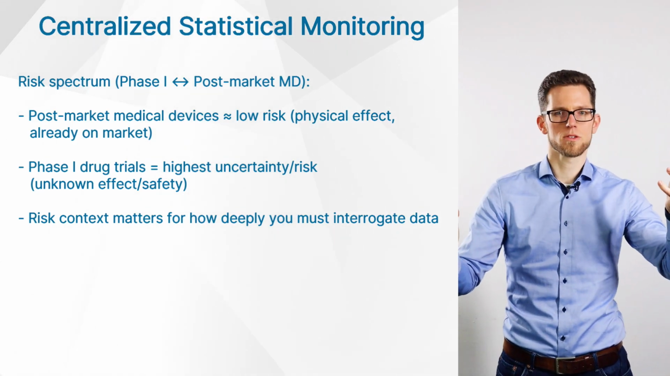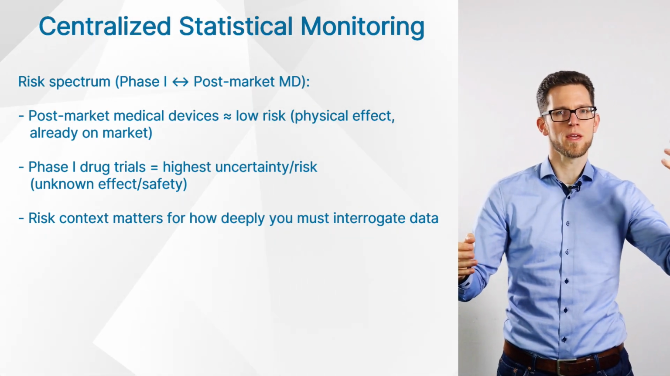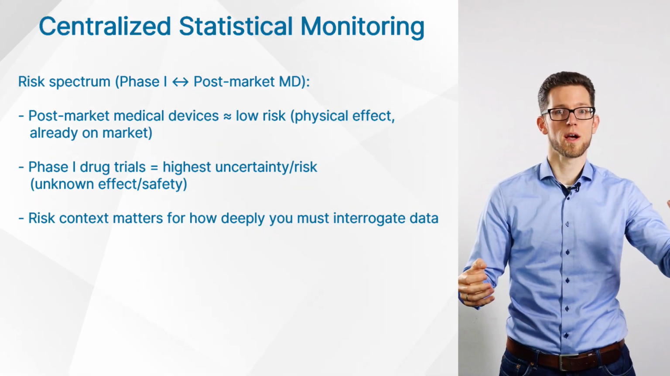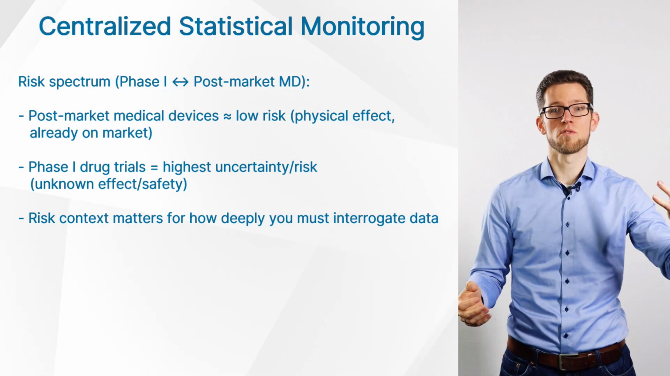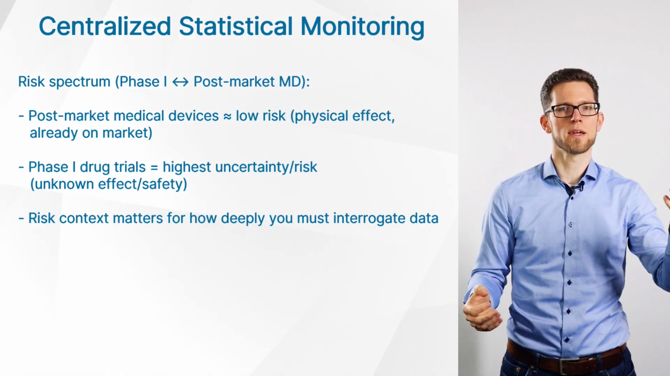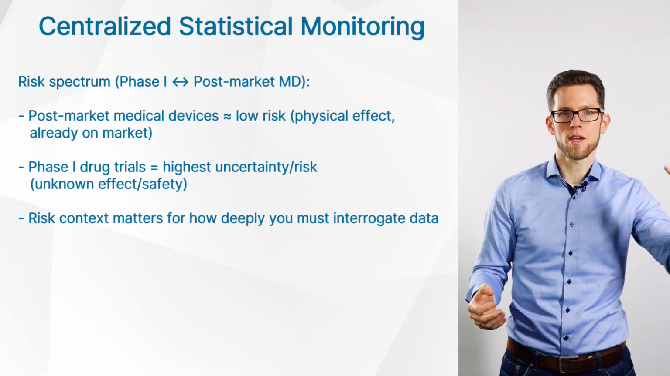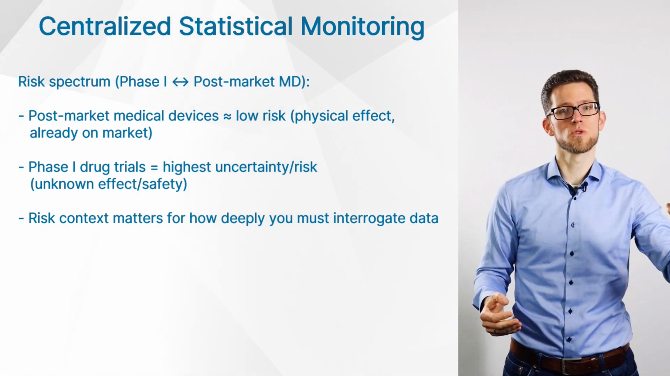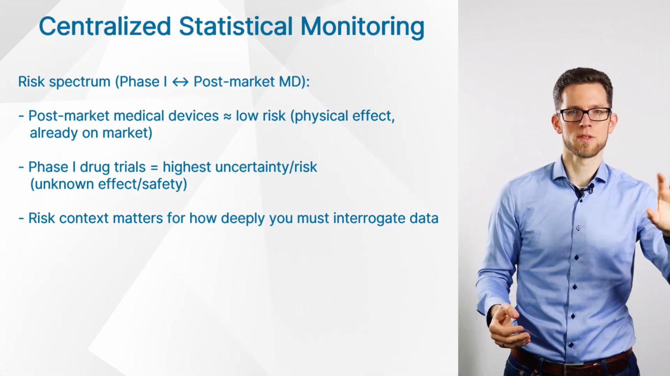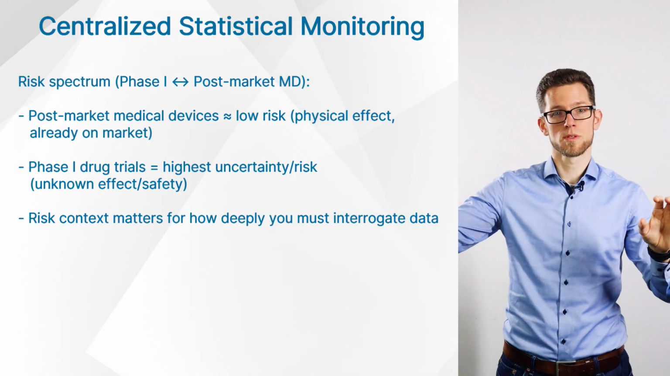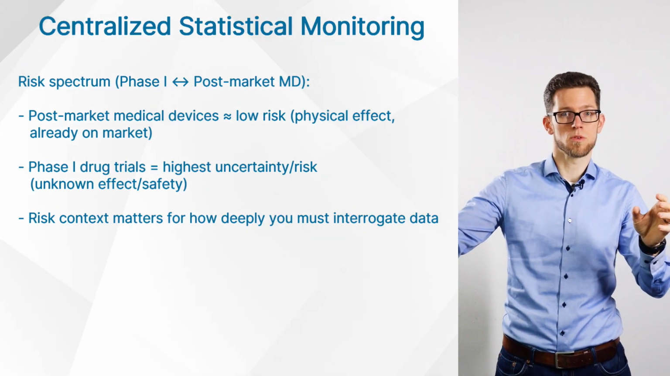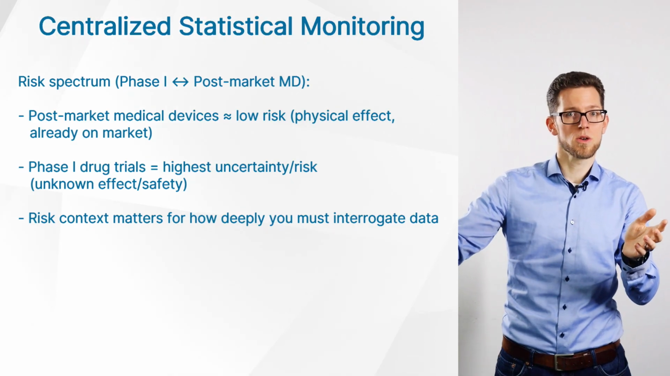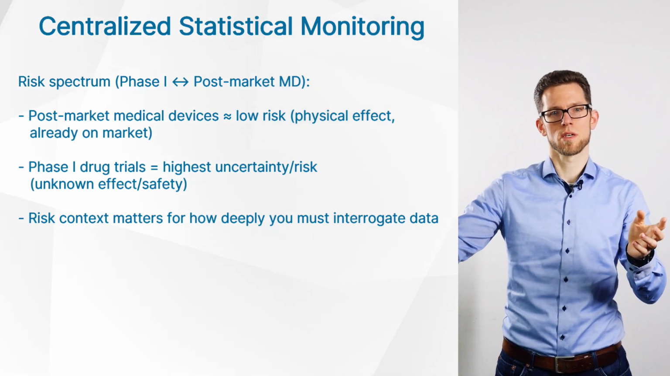In a phase 1 trial, you don't yet know what the effect of the medicinal product on the human will be, what's the safety profile. You have tons of data, and everything could be an indicator of some systemic effect on the patients that endangers their lives. So you need to be really sure, and you need to really dig deep into the data. On the other side, you have a post-market product. It's basically something that your patients can get on the market whether they are in the trial or not. It's a medical device, so you only have a physical effect, so the risk is low.